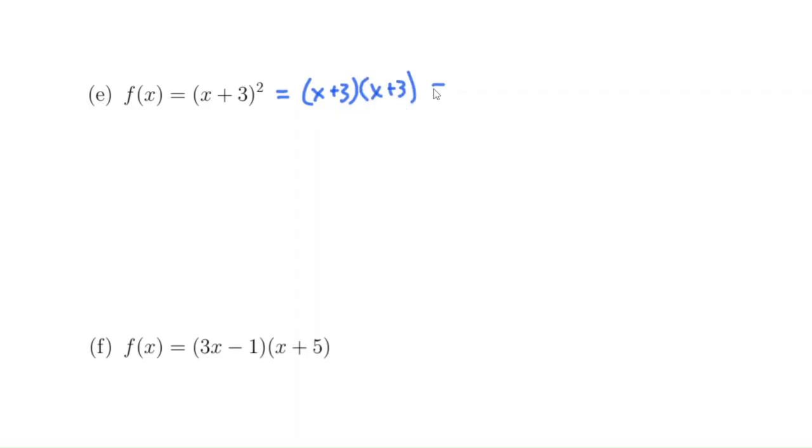And you rewrite this by FOILing. X times x is x squared. We get a 3x from the inside two terms, a 3x from the outside, so that's plus 6x, and then 3 times 3 is 9. Now notice this really is just a polynomial. The way we take the derivative of a polynomial, well, we already know how to do that. Derivative of x squared would be 2x. The derivative of 6x is just 6, and the derivative of 9 is 0, so we don't need to write it.